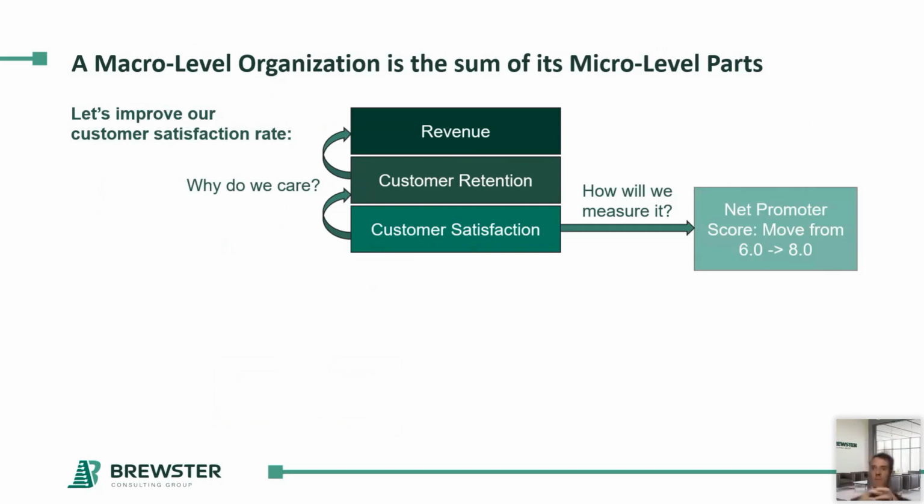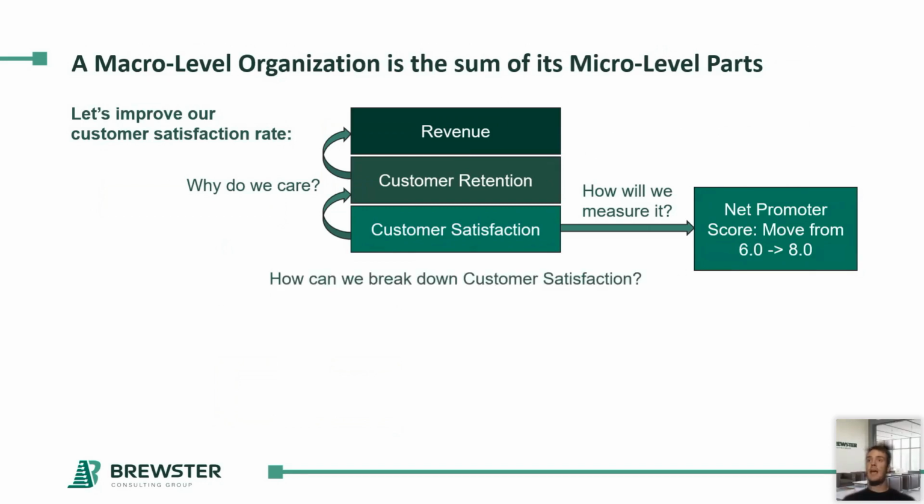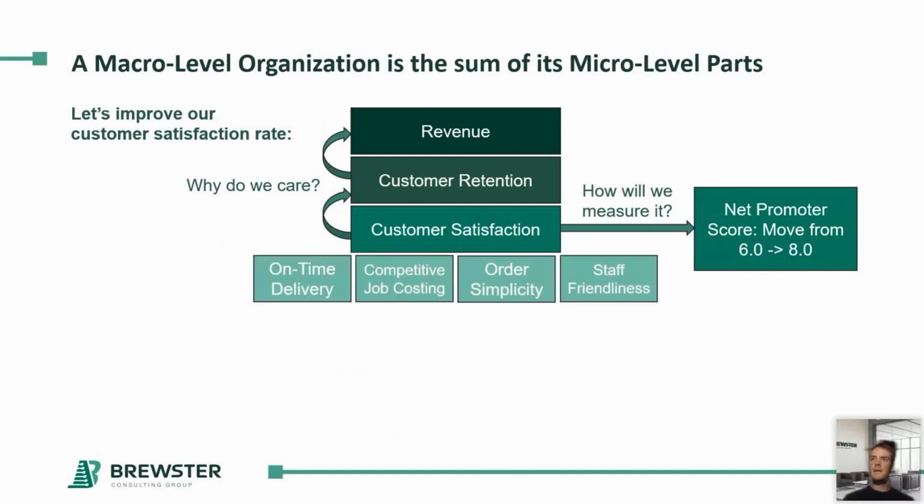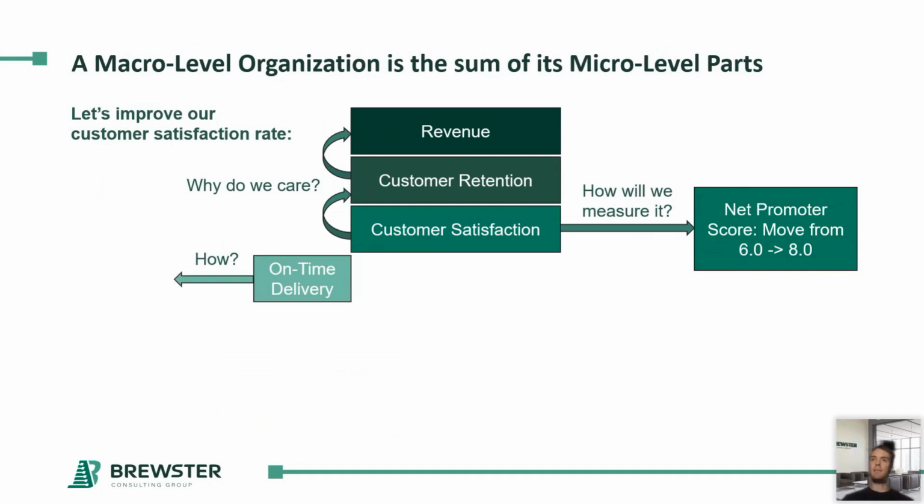Well, let's say that we want to move our net promoter score from a 6.0 to an 8.0. Which, if you know anything about NPS scores, that's a pretty big hop. So that is our defined goal. How can we break down customer satisfaction? It's very difficult for me just to tell a director of mine, hey, go improve customer satisfaction. First question they're going to have is, well, how do we do that? We do that by impacting specific things that then impact customer satisfaction. In this case, those things for manufacturers are number one, on-time delivery, competitive job costing, the simplicity of orders, and staff friendliness. How do we impact, say, on-time delivery here?